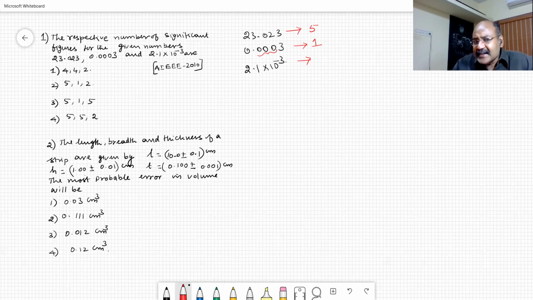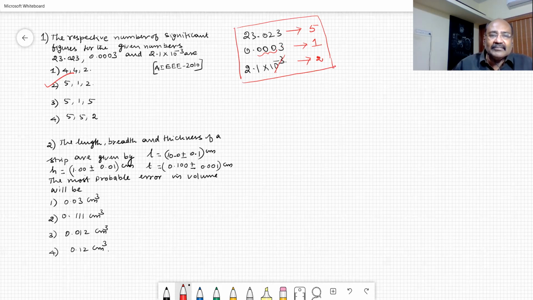And in the third case, it is 10 power minus 3. This is not significant. Only these two numbers, 2 and 1, are significant. So the number of significant digits available is 2. So 5, 1 and 2 are the numbers of significant digits in the given numbers. So the second one is the option. Hope you have understood. This is the solution for the first question.